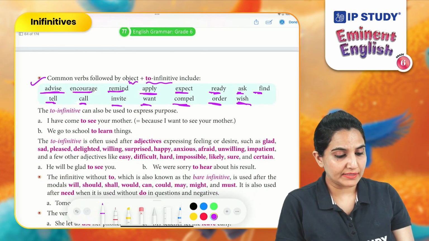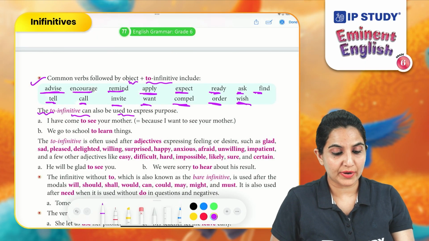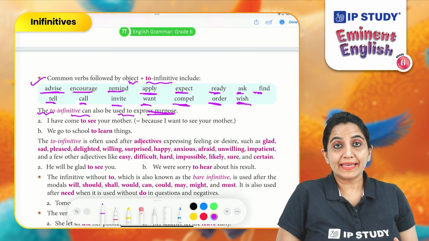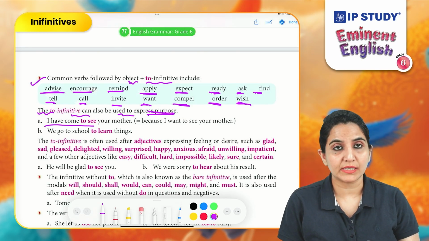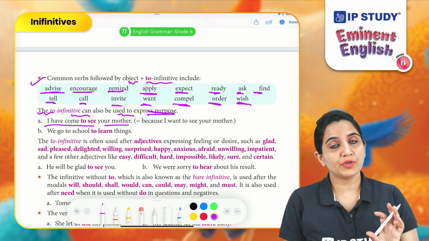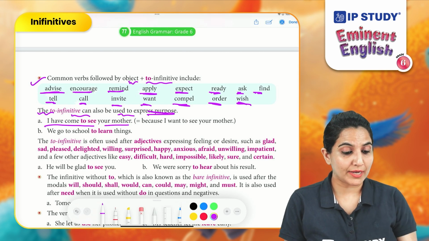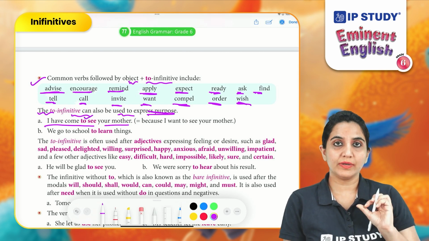The to-infinitive can also be used to express purpose, like when we state the reason. For example, I have come to see your mother. This is a complete sentence, and to see is the to-infinitive here.